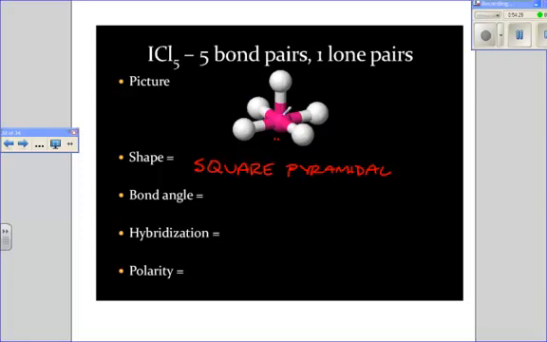I look at bond angles. I wouldn't memorize these. You can see them. There's a 90. There's a lot of 90s still. And there's that 180 across the square. It's still 5 plus 1 is 6 groups. The difference now is I've got this pull in this direction with a lone pair, and it's polar.